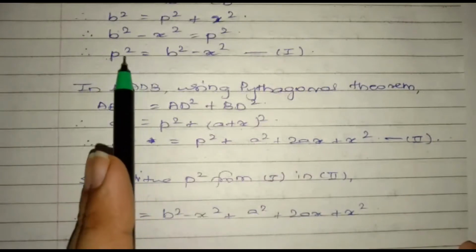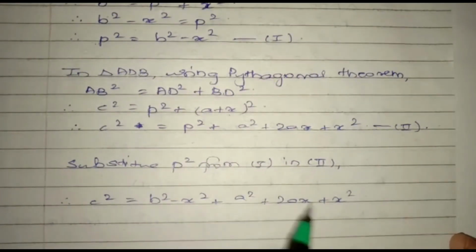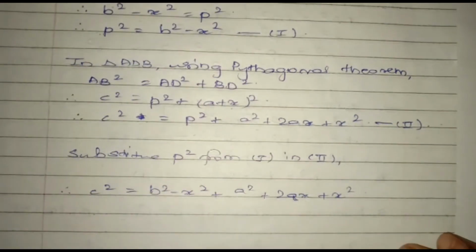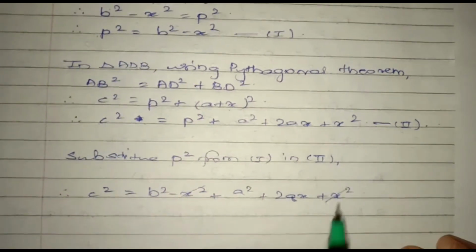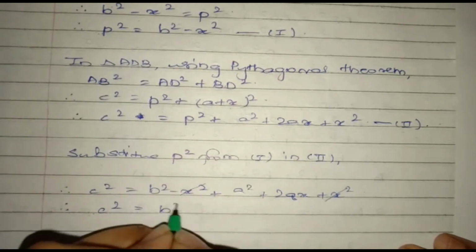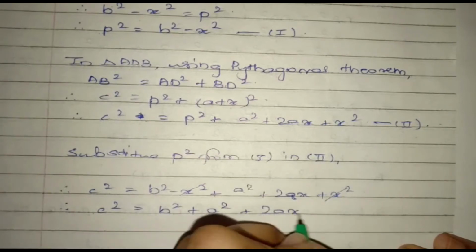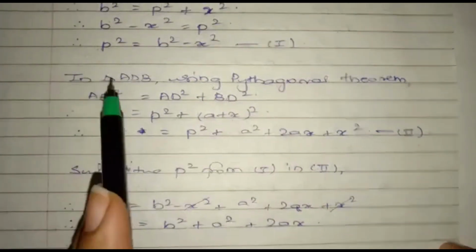We substituted the value of P square in this equation and wrote the new equation. So this X square and this X square will get cancelled, plus and minus. Therefore C square is equal to B square plus A square plus 2AX. Now what is C square?